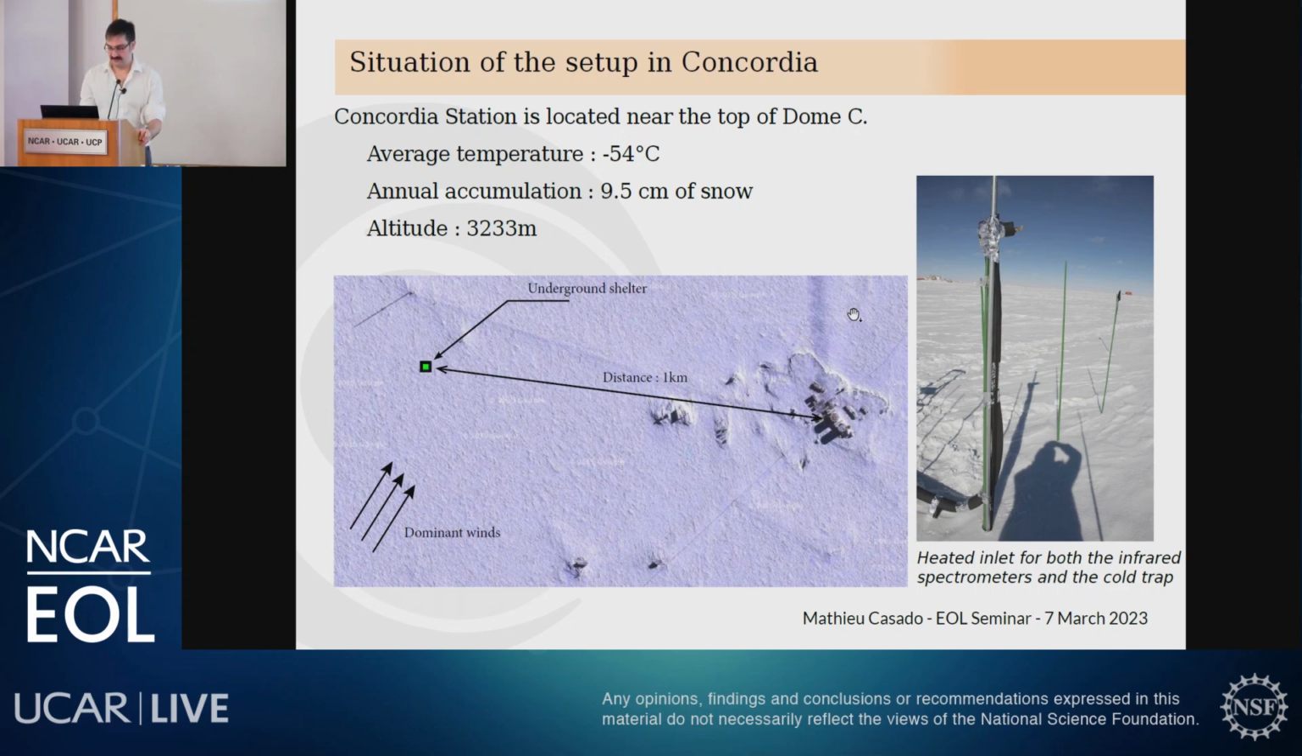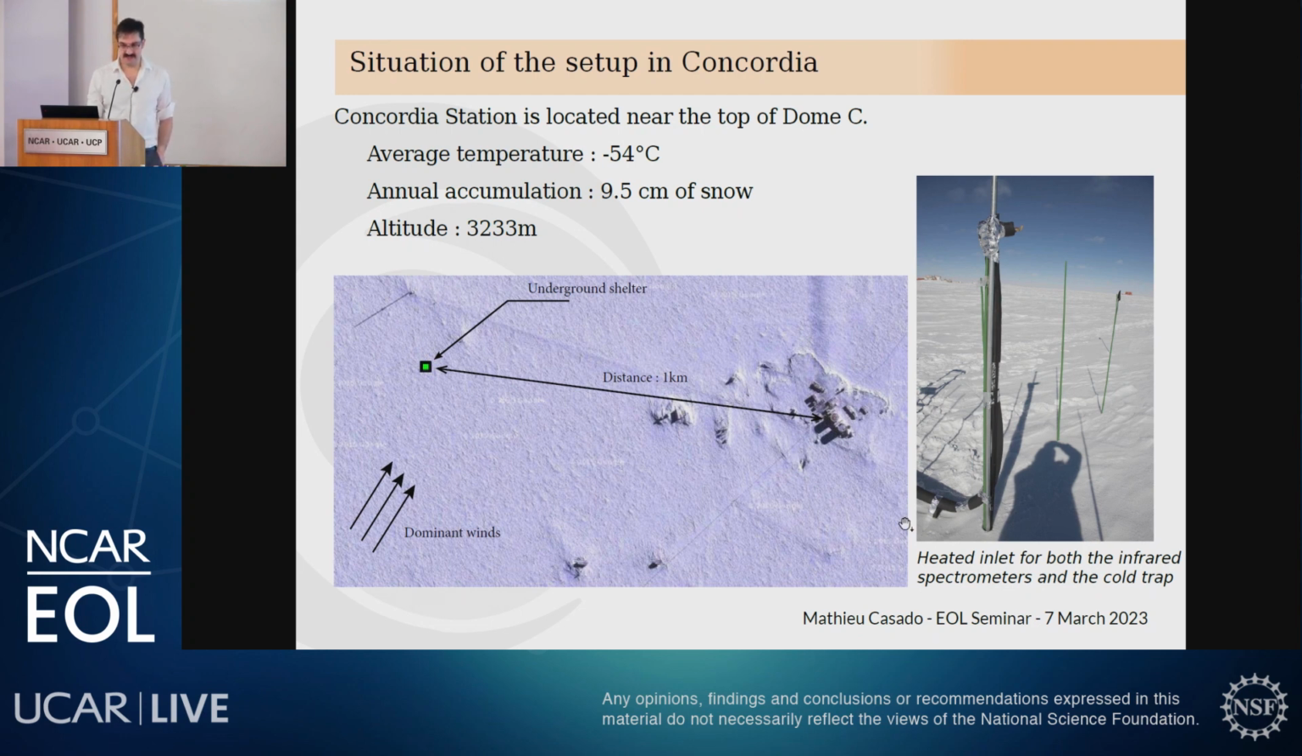This is typically how Domcy looks from a satellite point of view. There is a station that you can see here in the background, and we installed our inlets in an underground shelter to have the least effect of the shelter on the turbulence, and to not disturb too much the atmospheric circulation. The dominant wind was coming from here, so most of the time we didn't have any effect of the station.